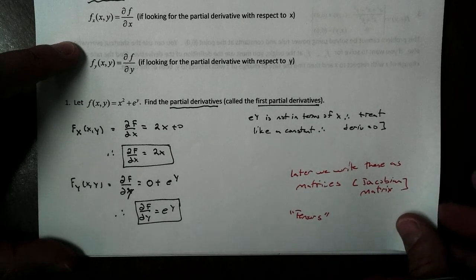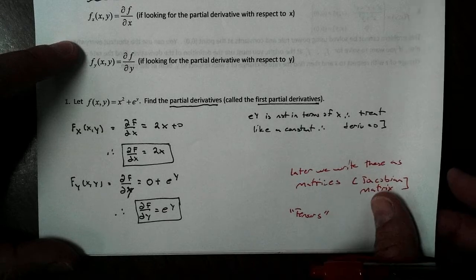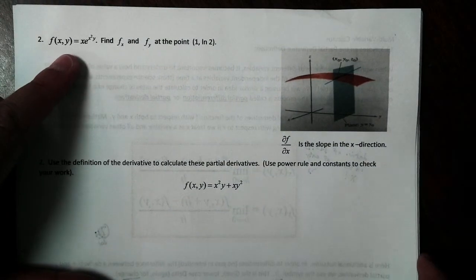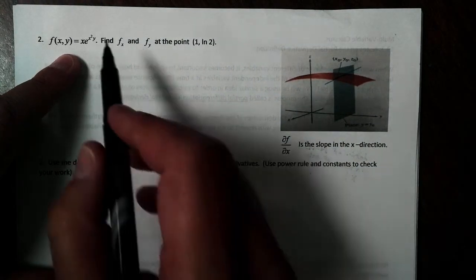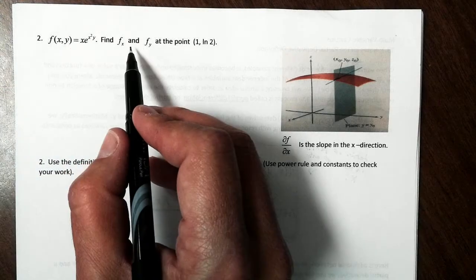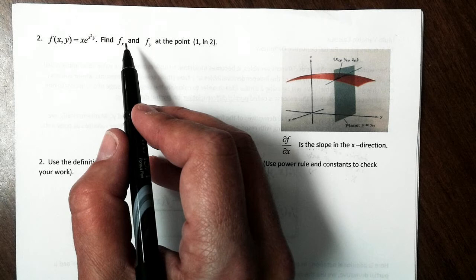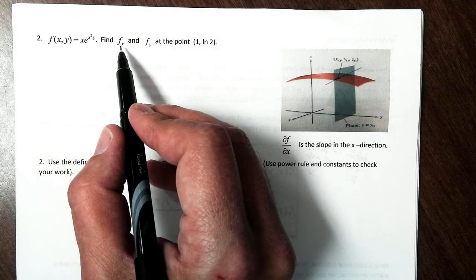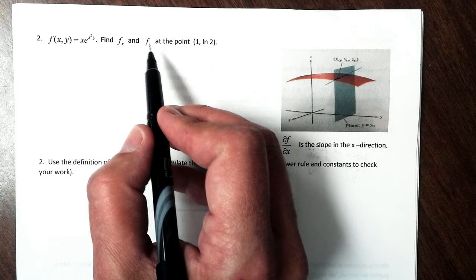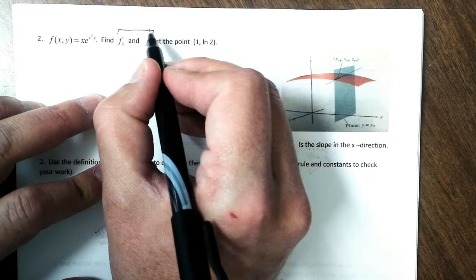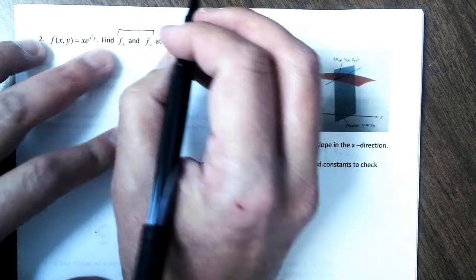All right, so let's take a look at another quick example real fast. So here we have the function f of x, y equals x e to the x squared y. We want to find the first partials. That's what this is looking at right here. We're looking to find the first partials, the derivative with respect to x and the derivative with respect to y at the point (1, natural log of 2). So right here, these are our partial derivatives.